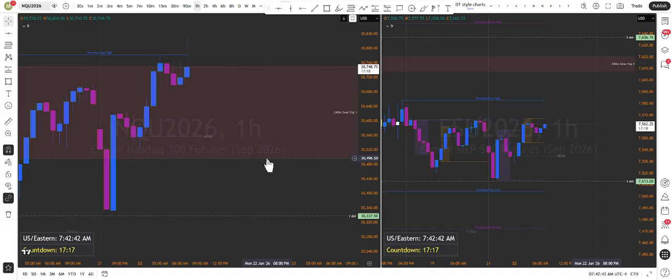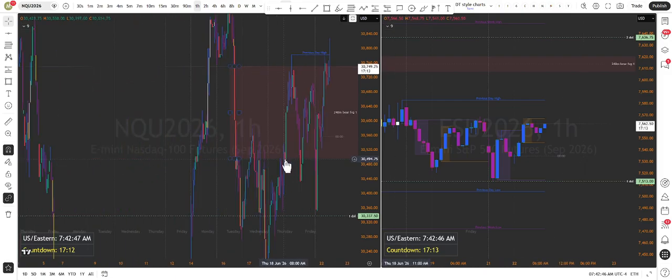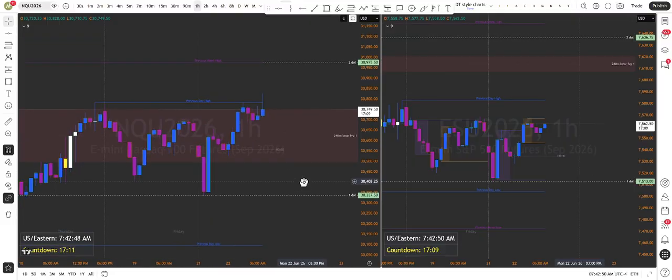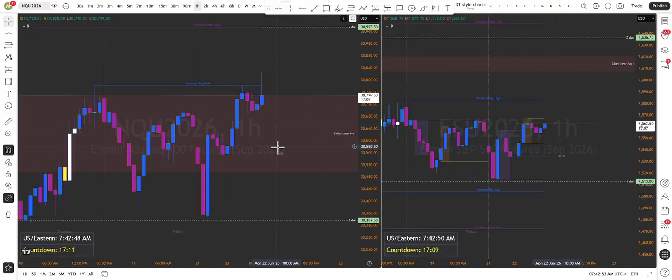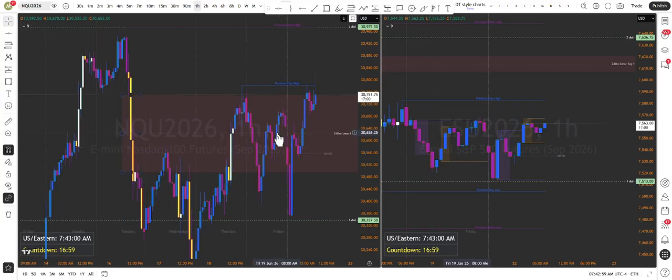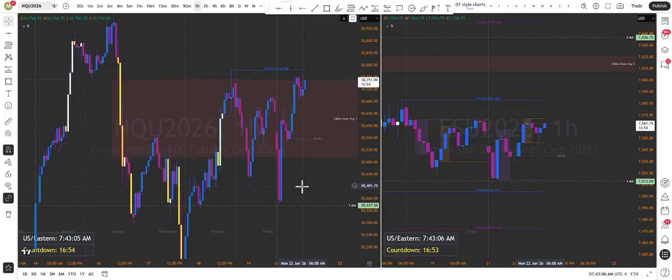Hold on, let's just say 240. Why is this only 1 hour? Oh, I'm on the 1 hour chart. Okay. So on the 1 hour chart, you really don't have to mark up anything because you got this big 4 hour fair value gap. A 4 hour fair value gap supersedes a 1 hour fair value gap because it's bigger.